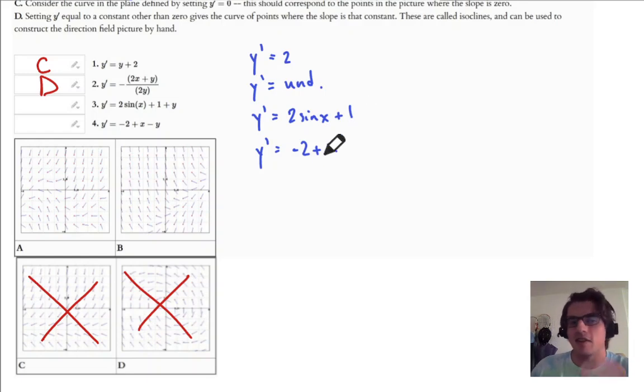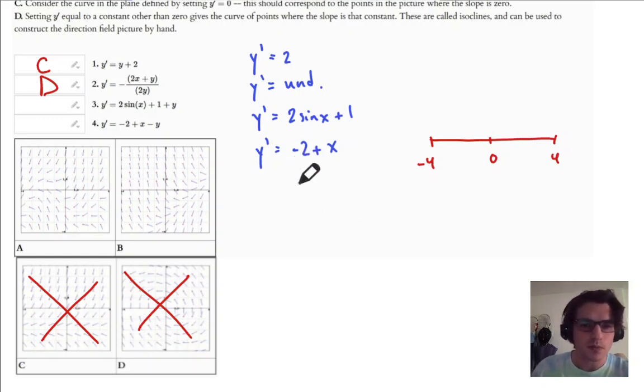Okay, and so the next one is sine x. Let's see if we can just deal with x first. Sine x might be just a little bit more work. And I noticed that these are going from -4 to 4 in this image. So y prime, -2 plus x. At -4, that's going to be a very negative slope. At 0, it's going to be -2, so still quite negative. At 2, it's going to be 0. And at 4, it's going to be 2. So let's just look for something that looks like that.